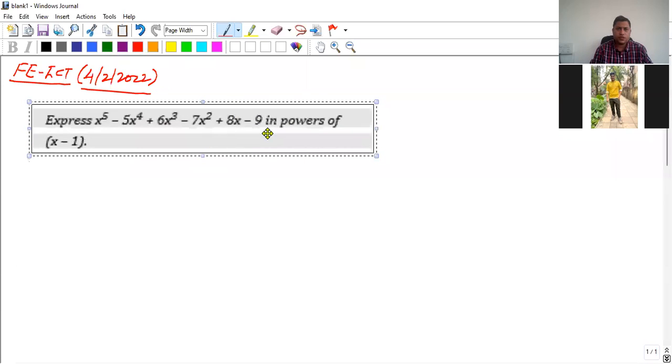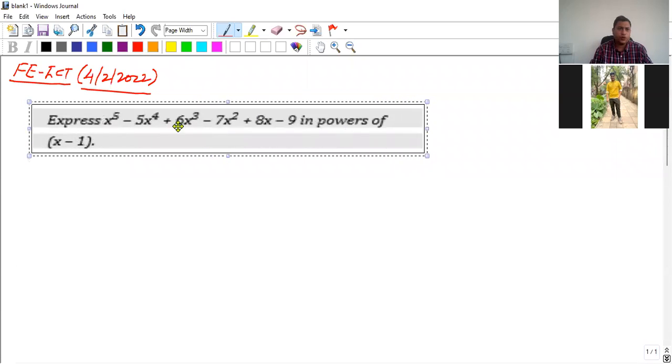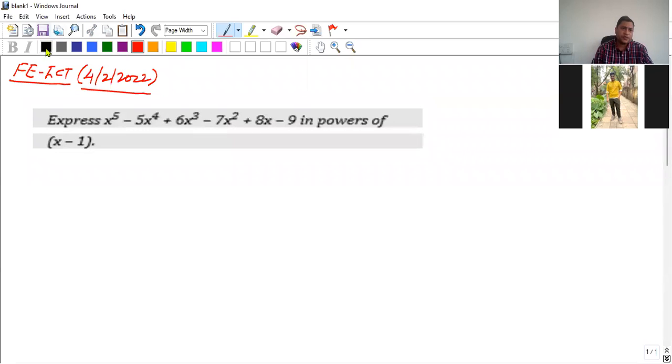Okay, so we have a function here, and we want to express this function in powers of x minus 1. So this is a given function, and we have to express this function in powers of x minus 1. Okay, so which formula will be applicable? First, second, or third? Taylor's. Yes, Taylor's we have to apply, but we have given three variants of formula. So which formula will be applicable?